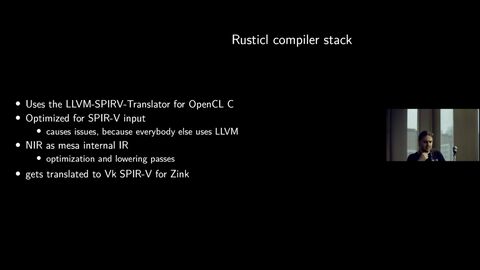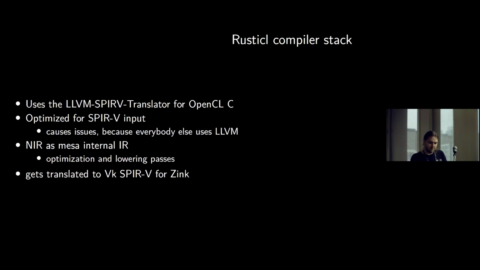The compiler stack is also a little bit special compared to all the other OpenCL implementations, because the other implementations are basically LLVM forks and do whatever they want to do. But Rusticl is heavily SPIRV focused. So it uses the LLVM SPIRV translator for the OpenCL C code. The SPIRV ingestion is the fast path, so there's no translation happening to LLVM. And the OpenCL C path is actually also the exact same code path, just with a translation in front of it.